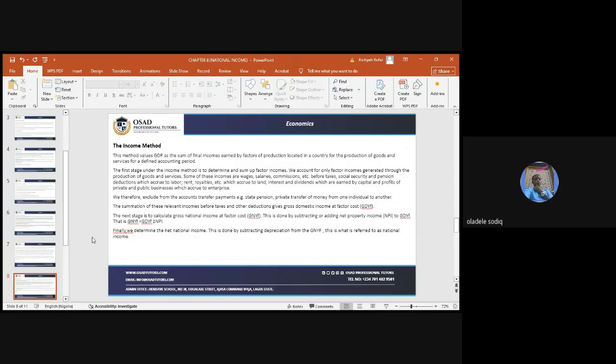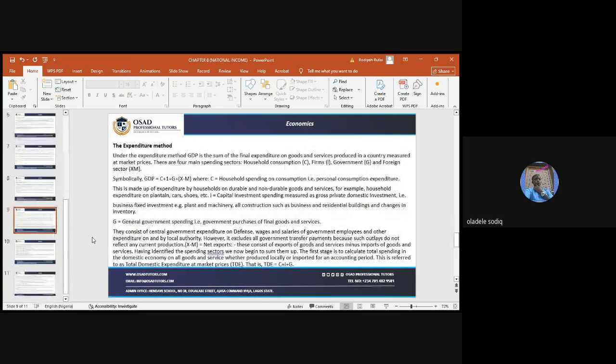Under this income method, we are looking at the sum of the final income that is being earned by factors of production located in the country, for the production of goods and services for an accounting period, that is, for a year. So that is the income method. We are going to look at an example, not today, but probably tomorrow, so we'll look at one example for you to be able to understand it better.